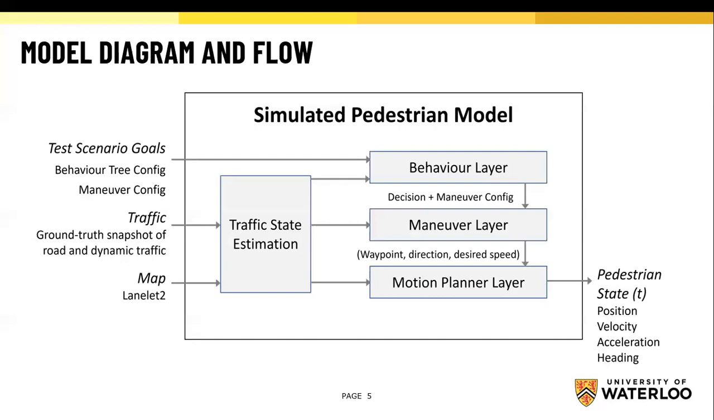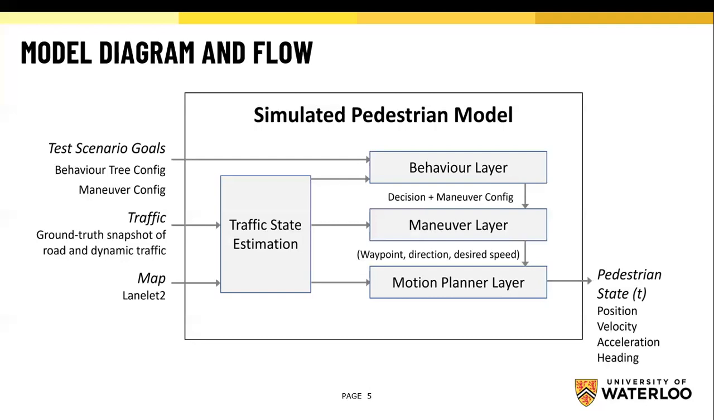And then finally, these instructions are passed to the low-level motion planner layer, which incorporates an adapted social force model to produce the pedestrian's next state information. So we have this process flow from the high-level goals all the way down to the next state information that needs to be updated in the simulation.